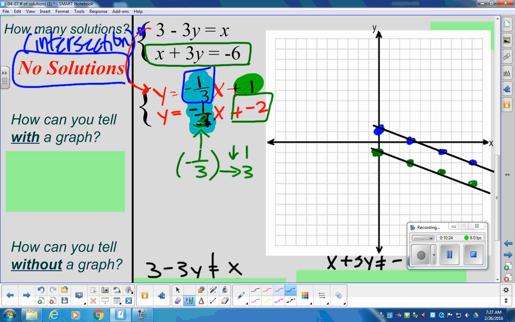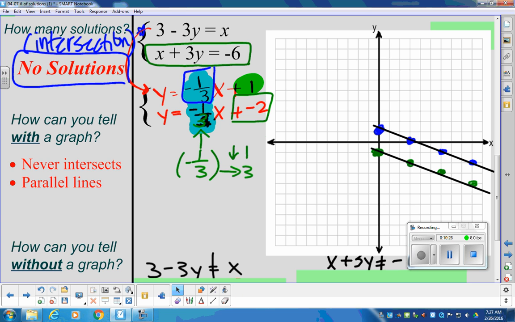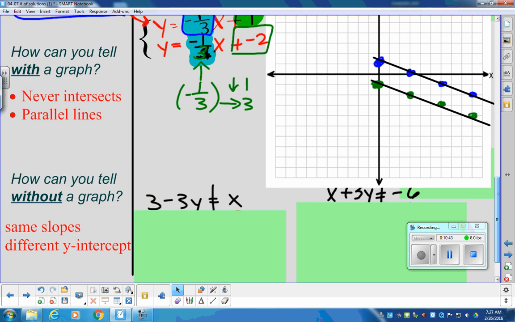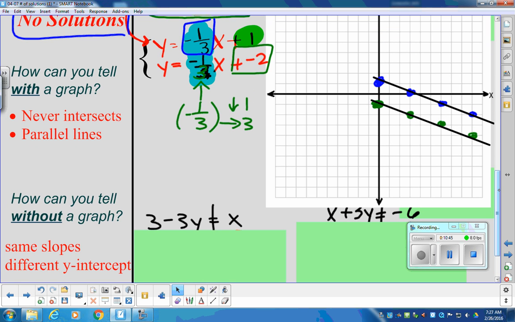How can you tell looking at the graph when two lines have no solutions or they never intersect? They're parallel. If you know that they have no solutions, looking at the graph, you would say, well, they're parallel because they're never hitting or intersecting each other. Parallel lines have no solutions. Well, how would you tell without looking at the graph? Their slopes are the same. Their slopes are exactly the same, but what is important that you understand is that their y-intercepts are different.